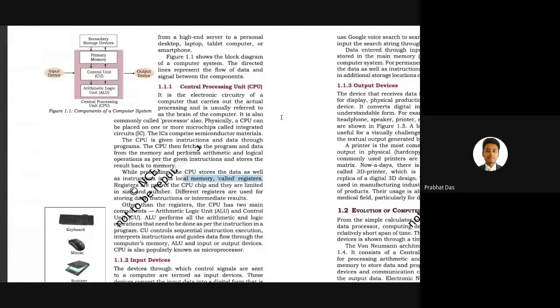There are differences between cache memory, registers, and the primary memory. Let us try to understand those differences so that we can proceed smoothly.